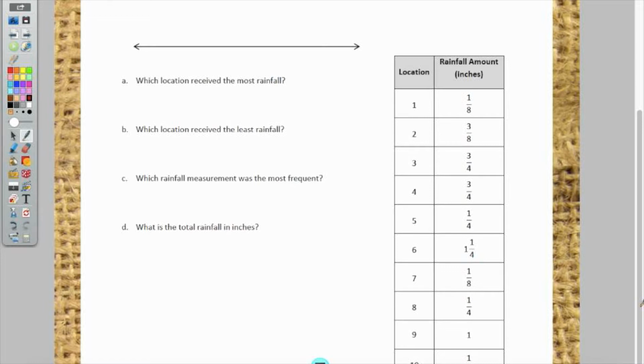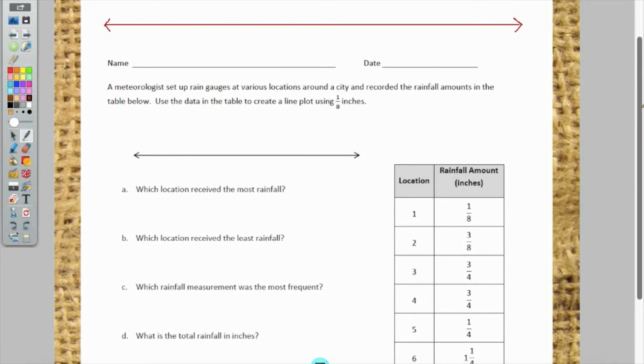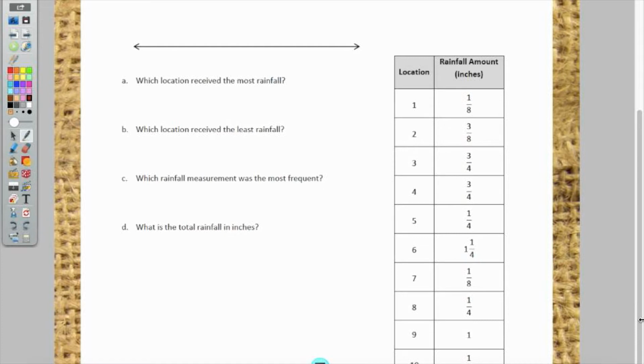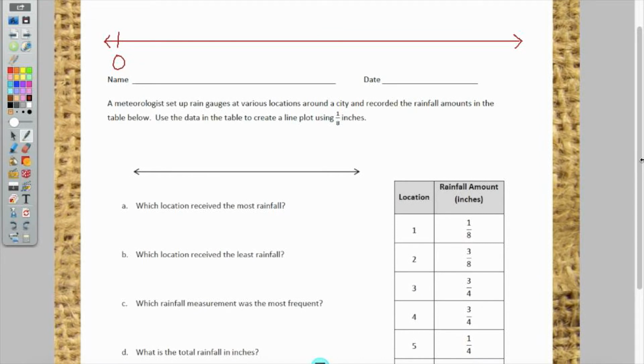So I want to look at, okay, which one of these is the smallest number? 1/8. So what would my number line need to start with? It needs to start with a whole number. 0. Okay? And then the largest of the measurements is 1 1/4. So what whole number needs to go on my number line? Okay? So I'm going to put a 1 in the middle. So go ahead and get that much done on your number line.